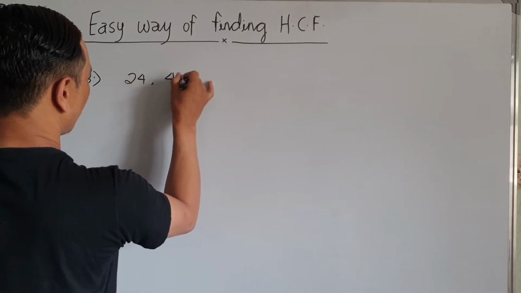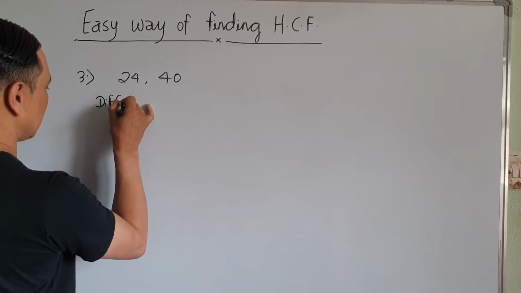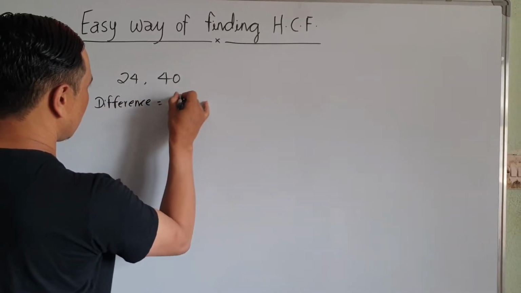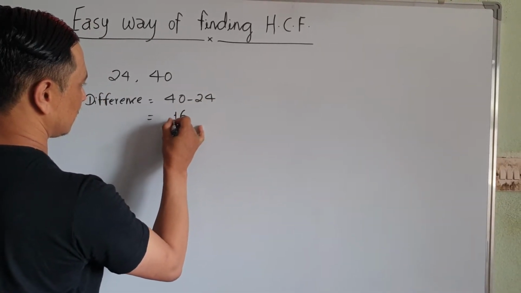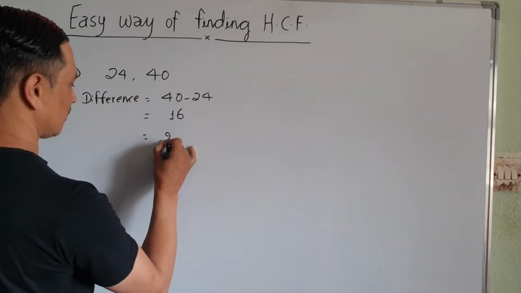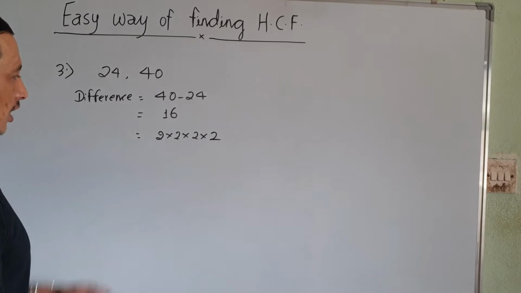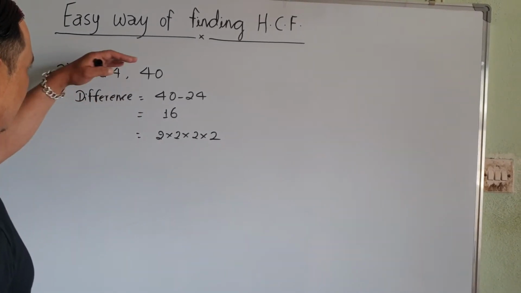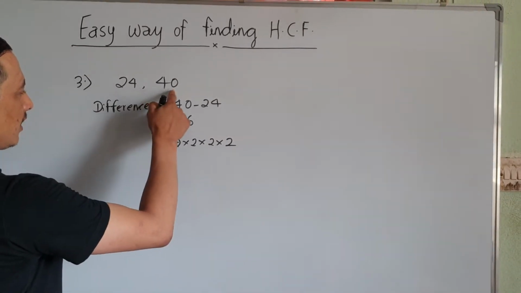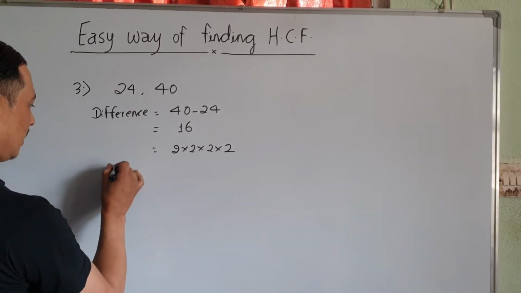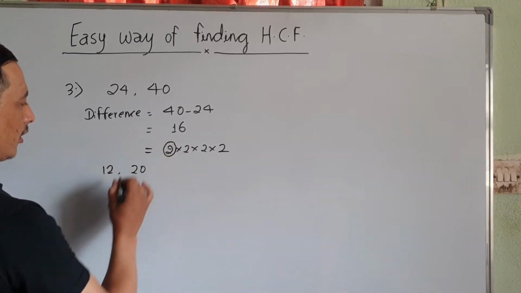24 and 40. Here, the difference of these two numbers is 40 minus 24, that is 16. Now we find its factors, 2 into 2 into 2 into 2. Now, by each factor you divide the numbers and write down here. 2 divides 24, 2 divides 40. So after dividing, you get 12 and 20. So it's one of our factors.